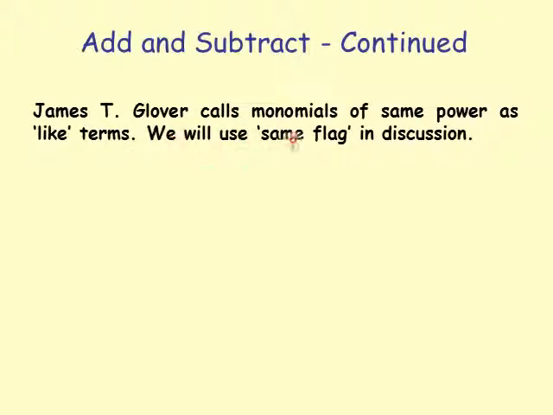We will use the same flag in discussion here instead of like terms. So two monomials are like terms if they have the same flag value. If two monomials have the same flag, we can add and subtract.